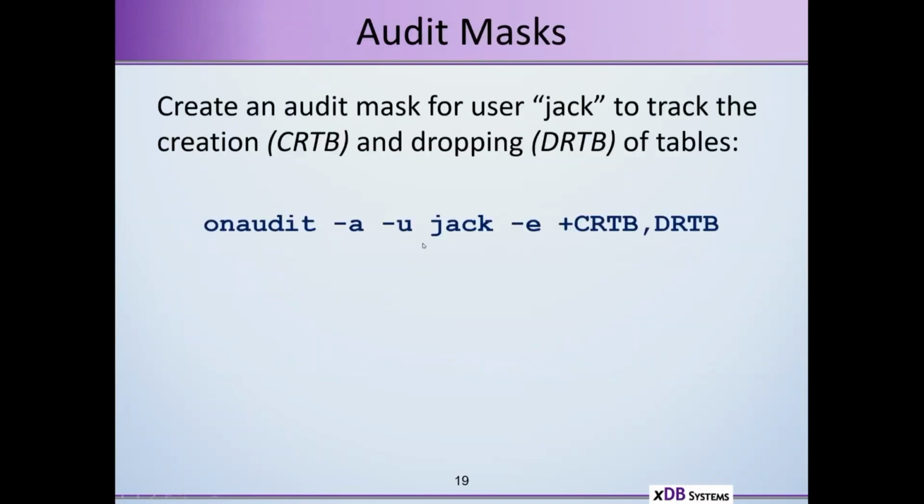We can modify, or we can add a separate mask for a named user. Here we're adding a mask for Jack, because for Jack, we want to know if he creates a table or drops a table. And those are the 2 event codes listed here.